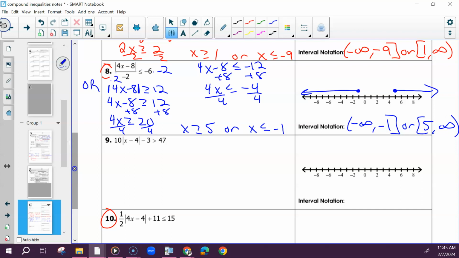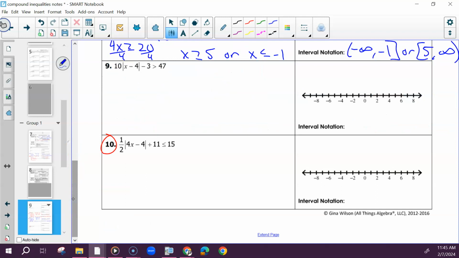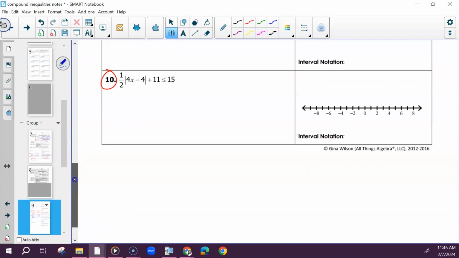Okay. Number 10. We need to isolate the absolute value. How would we start that? Multiply? For a couple different things. If you wanted to get rid of the 1/2, that's fine. You would have to multiply everything. You can do that, but sometimes if the fraction is not like 1/2, 1/3, something like that, you're going to end up with fractions also. What else could you do? Subtract 11. So either choice is fine.